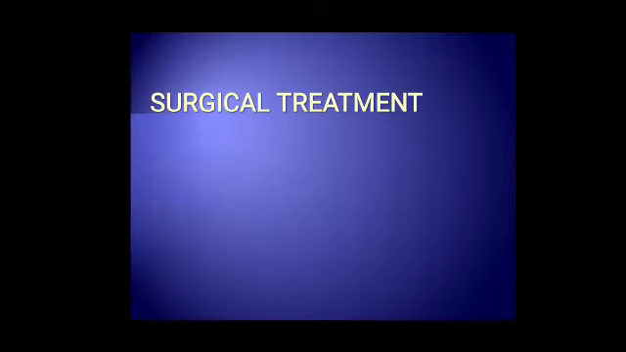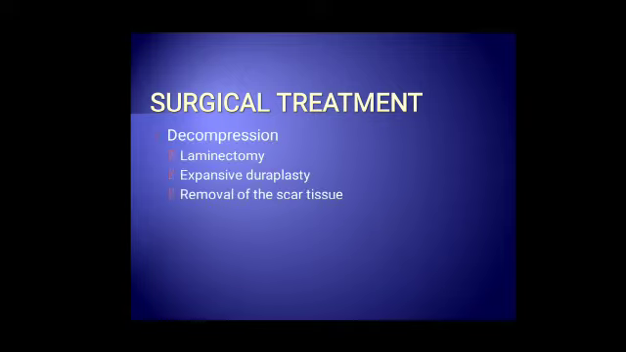So the surgical treatments available to the patient are: first is decompression, that is, the affected segment of the spinal cord will be decompressed using any of these surgeries. So they may use laminectomy, removing the lamina of the involved vertebrae, then expansive duroplasty or removal of the scar tissue if it is present.